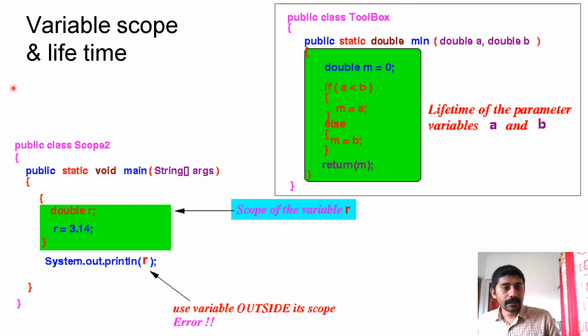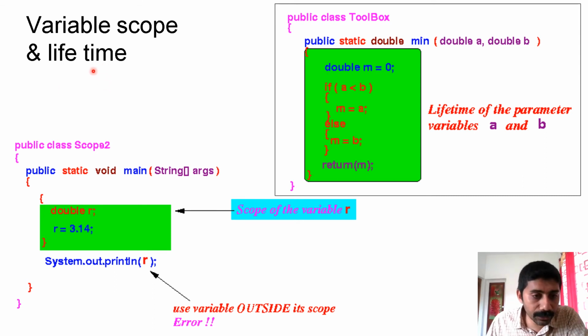I mentioned that along with variable there are two concepts, scope and lifetime. Let us try to understand that in detail. Here I have a class, public class scope2. Within that I have the main method. I have created a block using curly braces. Within that I declared one variable r.